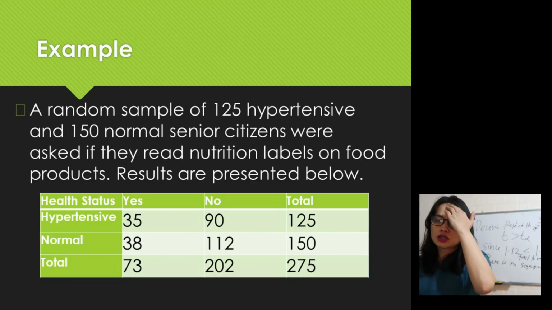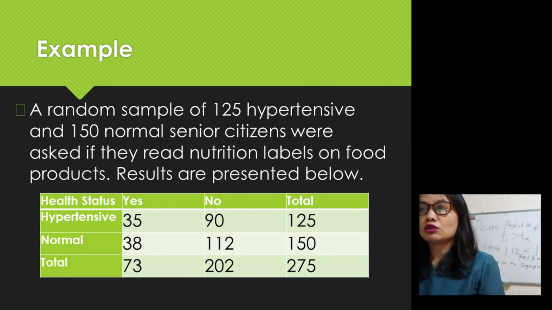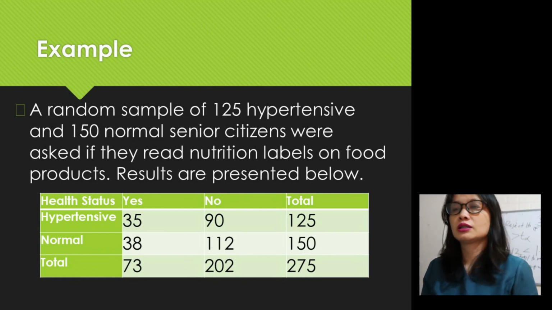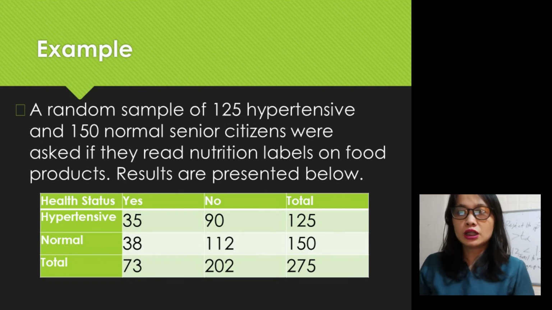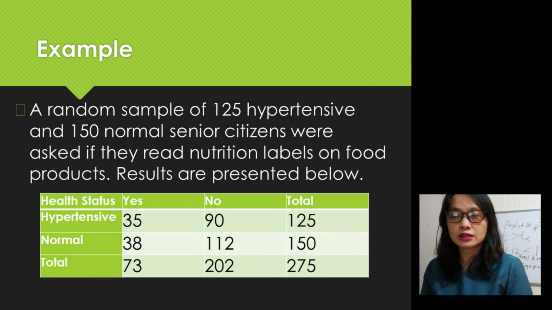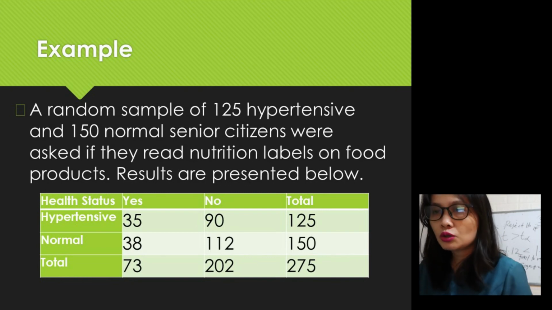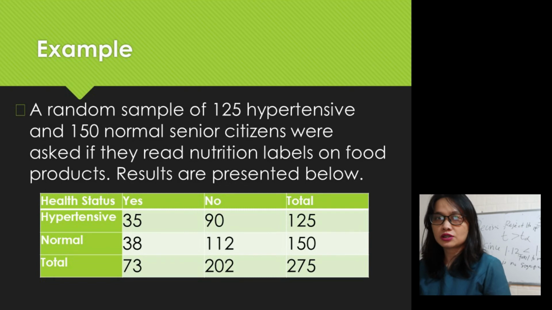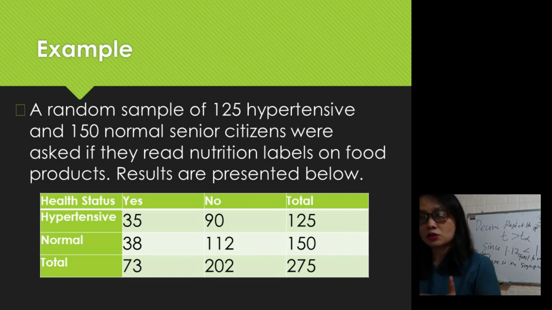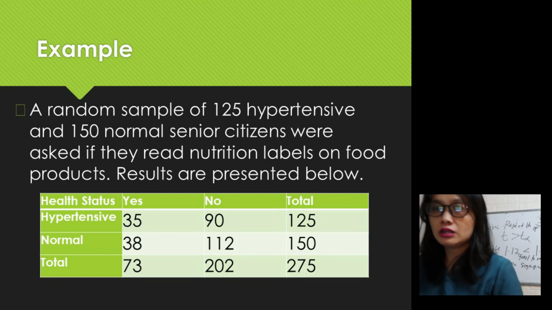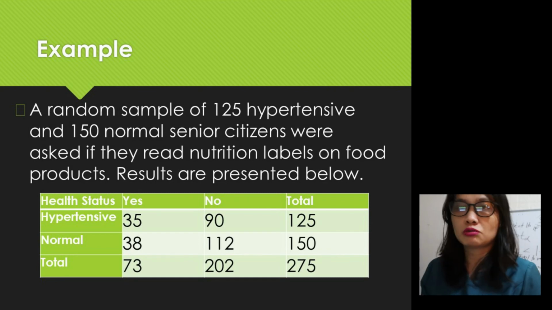Example: a random sample of 125 hypertensive and 150 normal senior citizens were asked if they read the nutrition labels on food products. The results are presented below. We have health status: hypertensive, normal, and total. Those who said yes: 35 hypertensive and 38 normal, total 73. Those who said no: 90 and 112. The total for hypertensive is 125 senior citizens, and there are 150 normal senior citizens, so the total is 275.